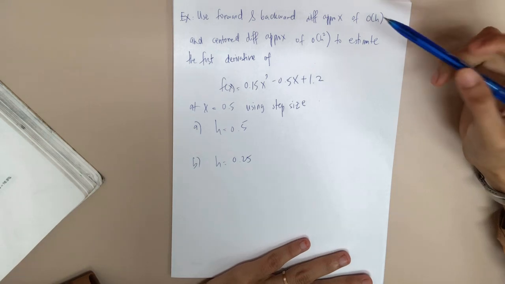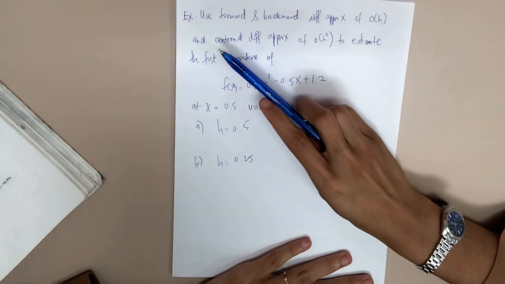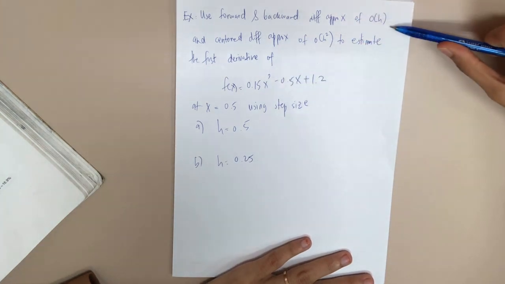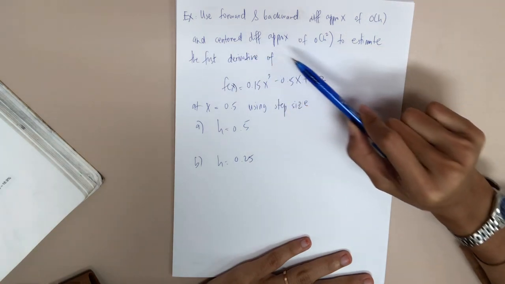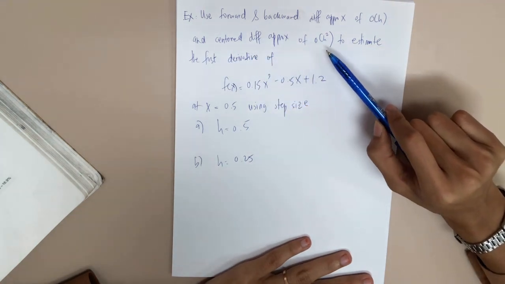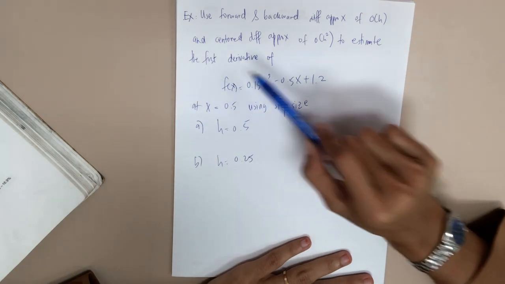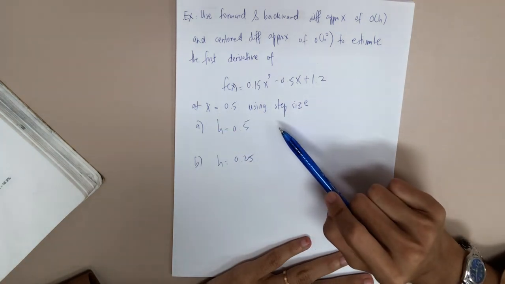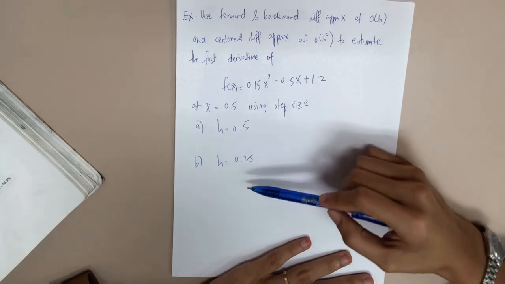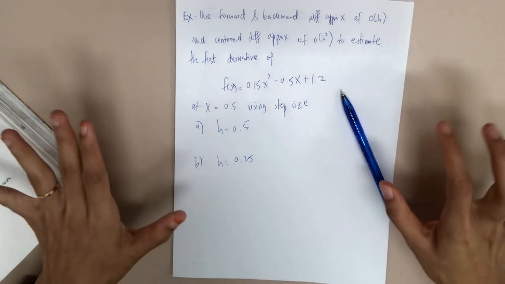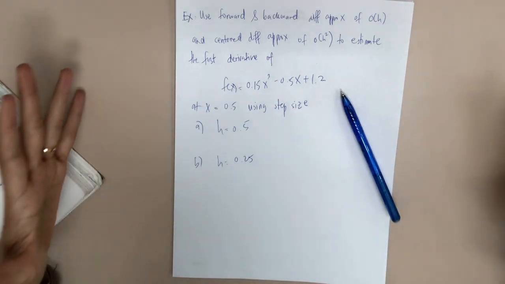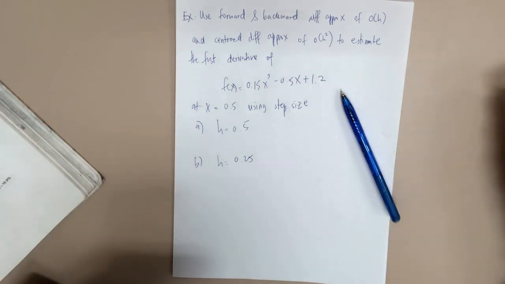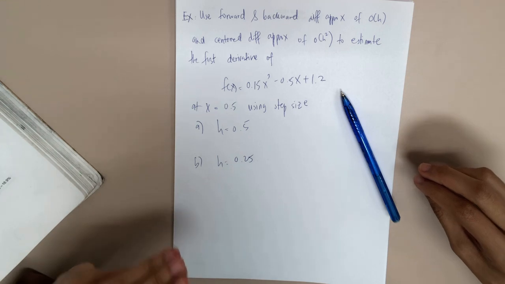This example, the question asks you to use forward and backward differential approximation of O(h) and centered differential approximation of O(h²) to estimate the first derivative of the given function at 0.5, using step size h equal to 0.5 and also h equal to 0.25. So they have two values of h, which means you need to calculate two: one at h 0.5 and another at h 0.25.